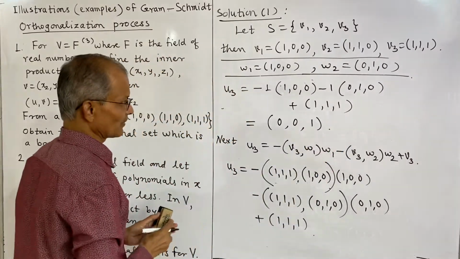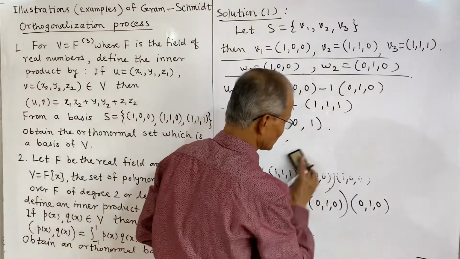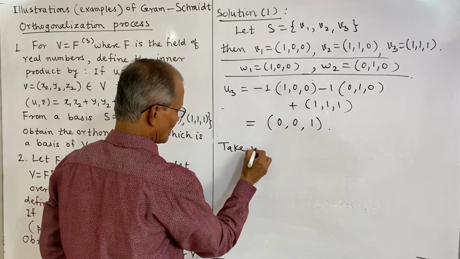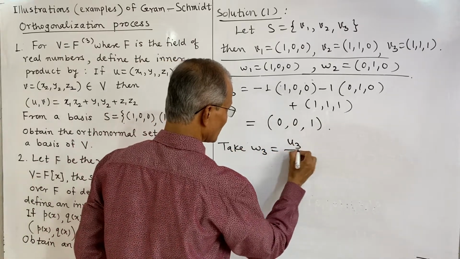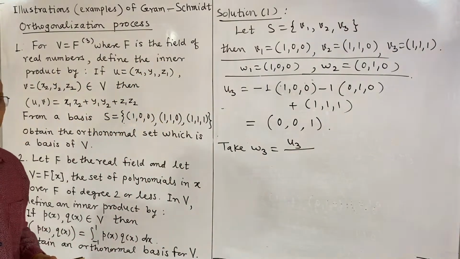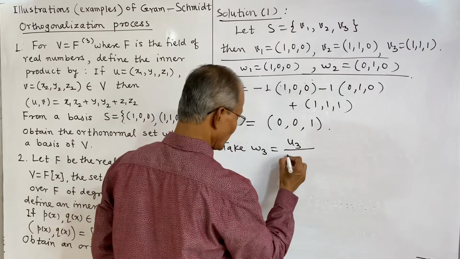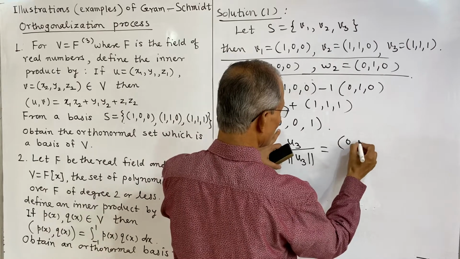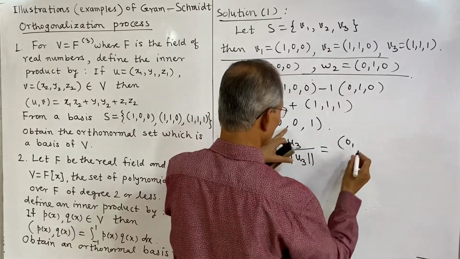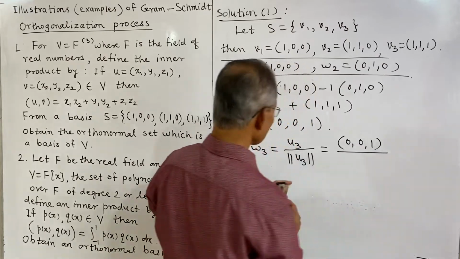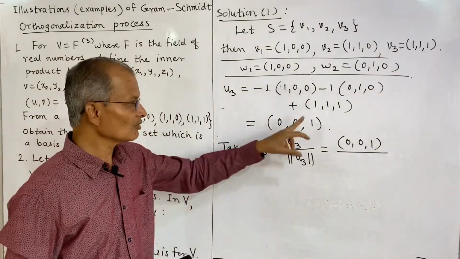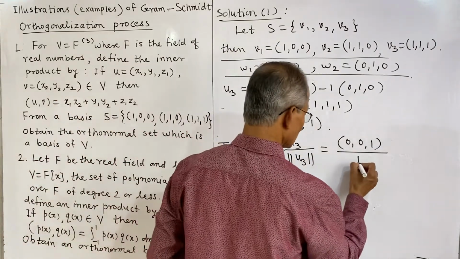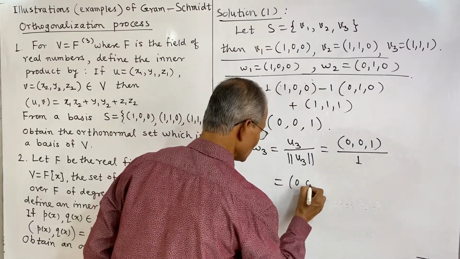So 0 plus 0 plus 1, that is 1, the third component. So this is U3, and now we take W3 as U3 divided by norm U3, as in the definition we have in the proof of the theorem. First we have obtained U3, then W3. (0, 0, 1) divided by the norm of this vector, which is again 1, under root of 0 square plus 0 square plus 1 square, and that is 1. Therefore W3 is (0, 0, 1).